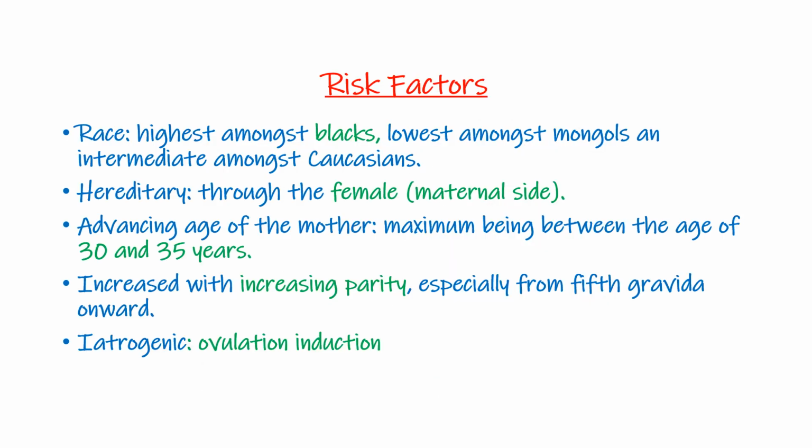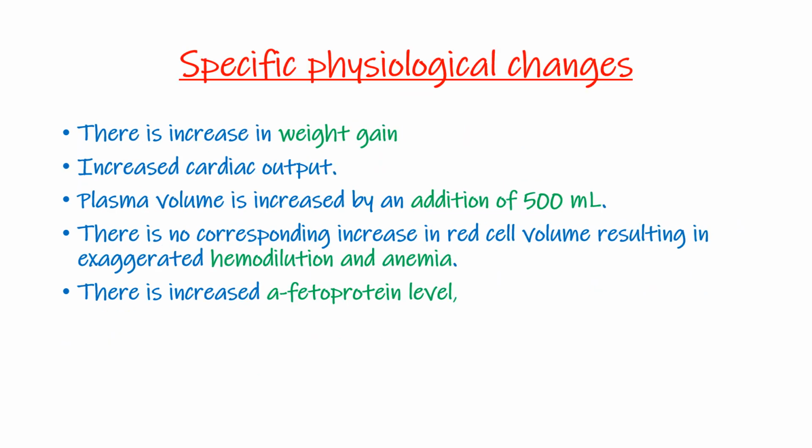So in terms of risk factors, it is highest in Blacks and lowest among Mongols, who are intermediate to Caucasians. In terms of hereditary, it is the female side. So if your mother, and you are a female, had twins, you have a higher risk of having twins on the maternal side. Advancing age of the mother, maximum being between the age of 30 and 35. Increased parity, especially from the fifth gravida onward. And iatrogenic, that is ovulation induction and assisted delivery.